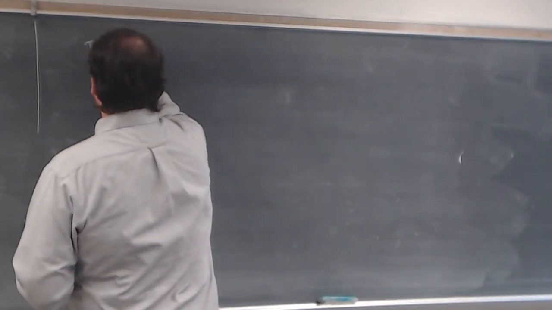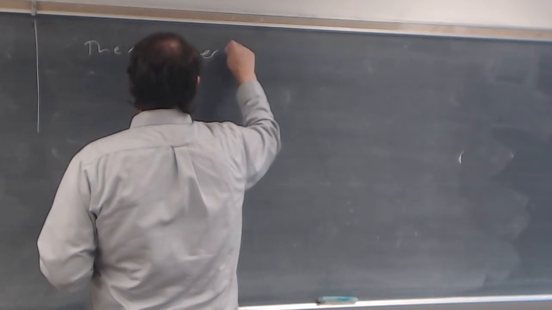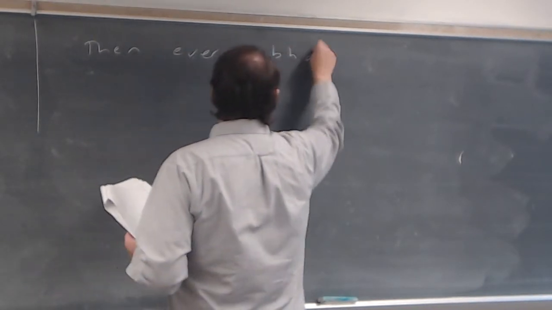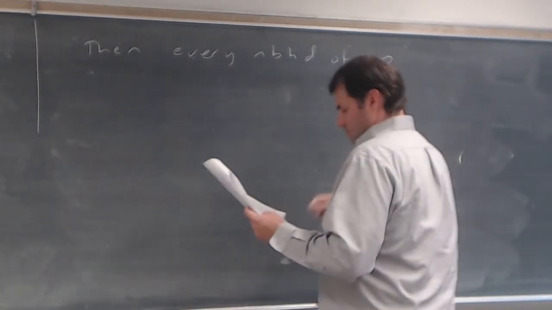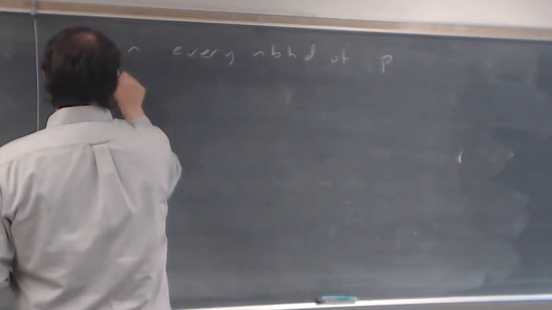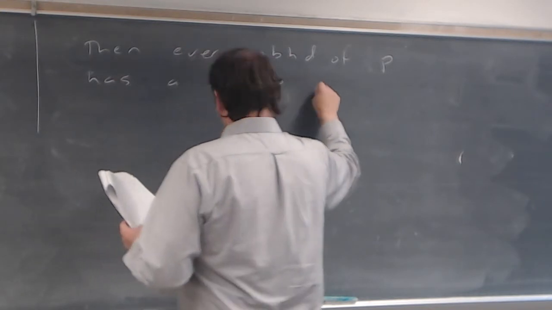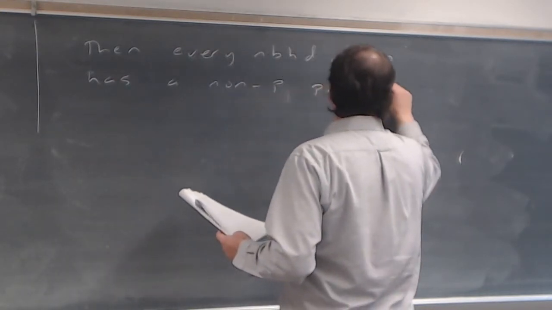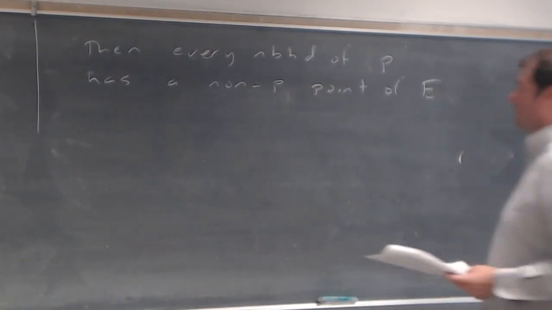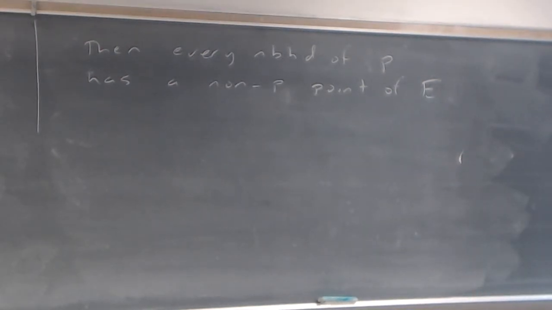What does that mean? Then every neighborhood of P has a non-P point of E. And that's what it means for P to be a limit point of E.